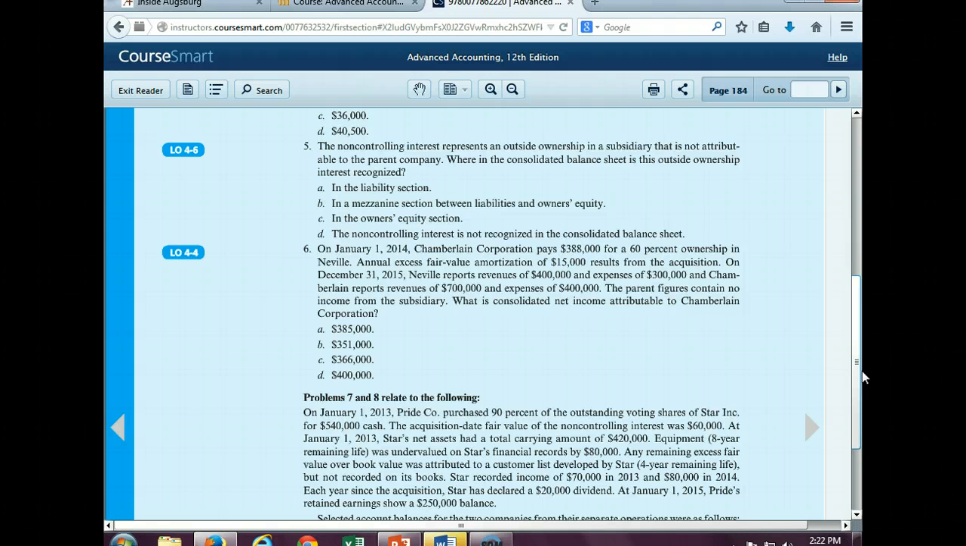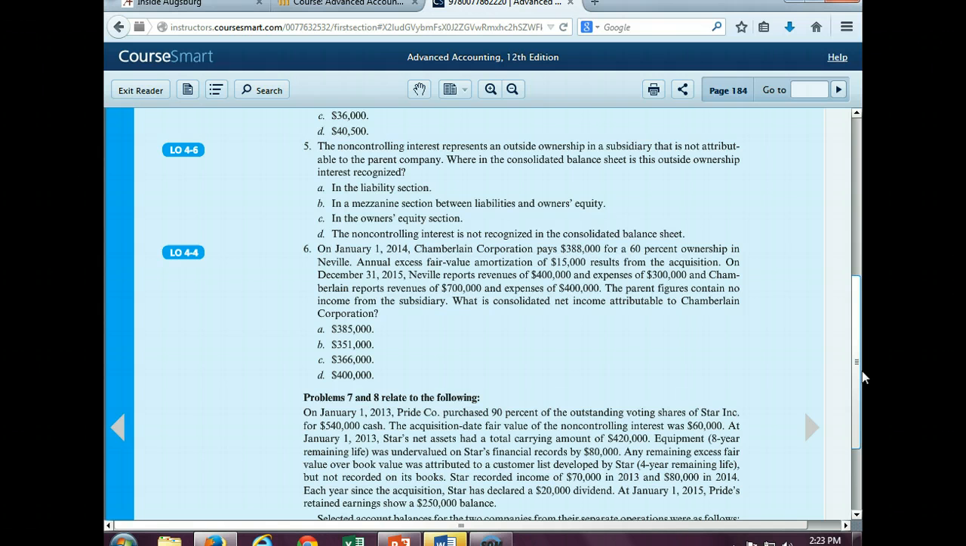The non-controlling interest has what share? 60%. Or no, 40%. What's 40% of 85,000? 34,000. 85,000 times 40%. 34. This is the NCI share. Don't we then need to subtract? 34. So wouldn't the net income portion be 351?